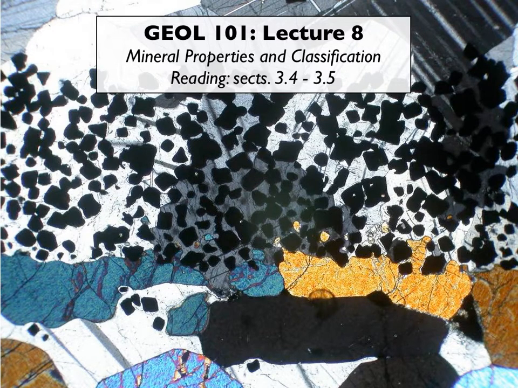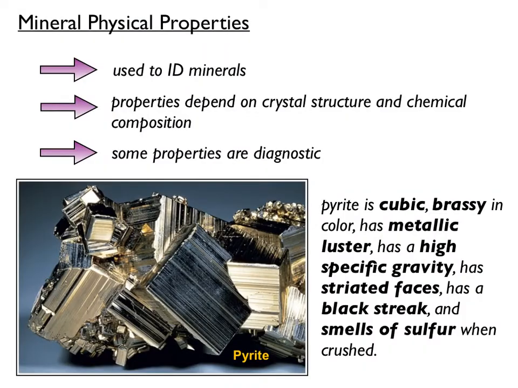Hi everyone, in this video lecture I'm going to talk about how we use mineral properties to identify different types of minerals and also how we categorize or classify them by putting them into groups based on their chemistries. When we talk about mineral properties, we're talking about the physical properties that minerals display. Those physical properties include things like color, specific gravity or density, streak, habit, cleavage or fracture, and a number of other types of properties. These are used primarily to identify minerals.